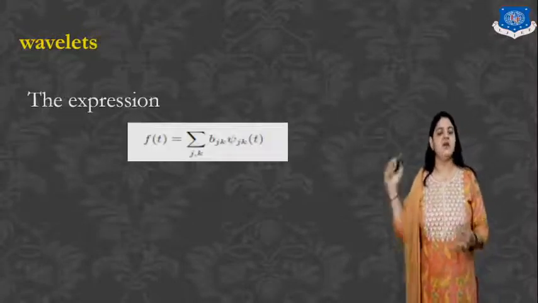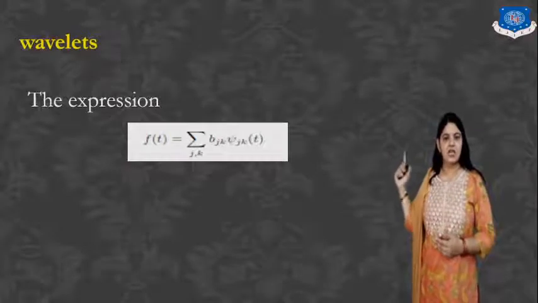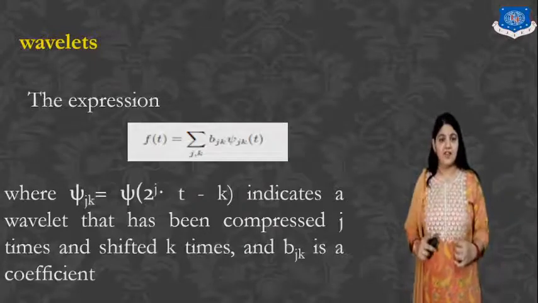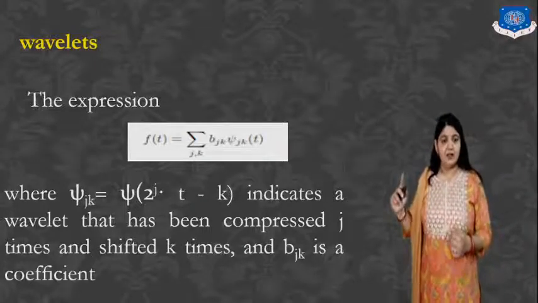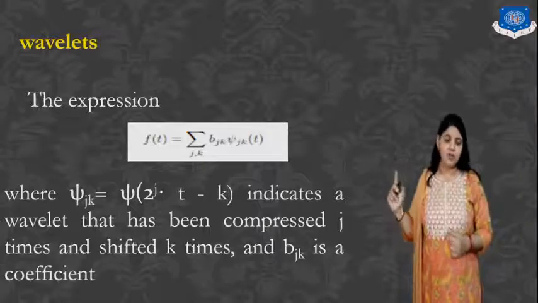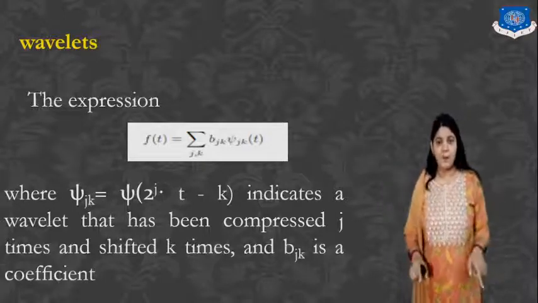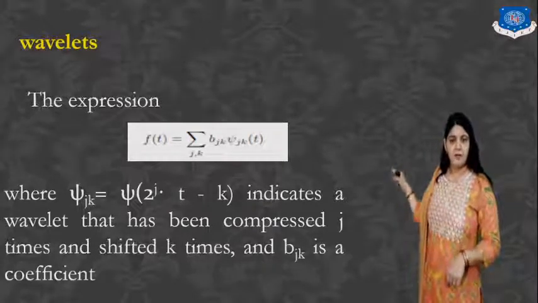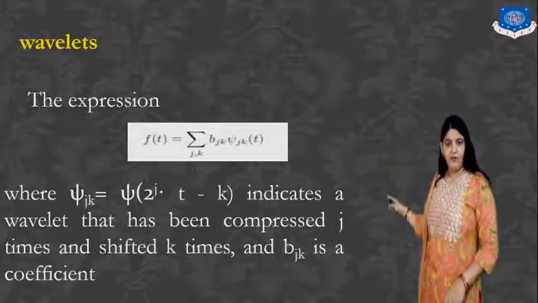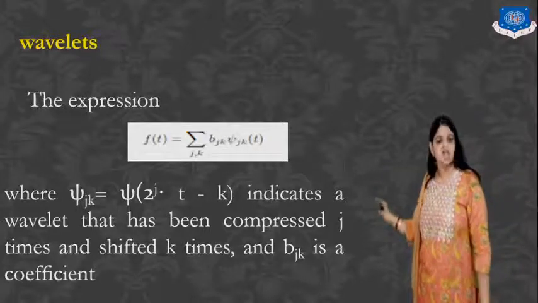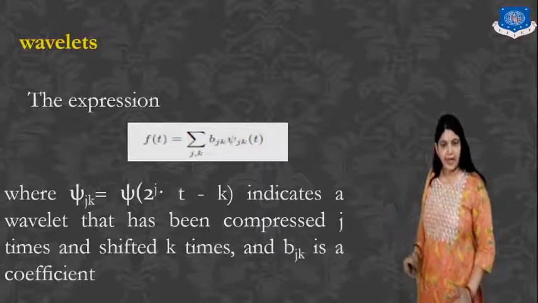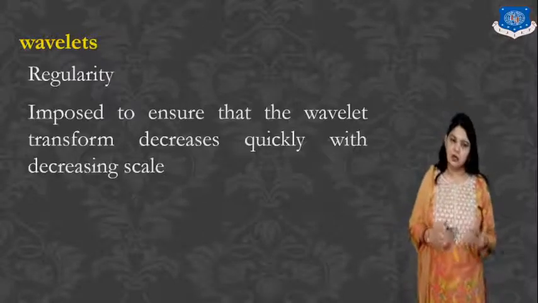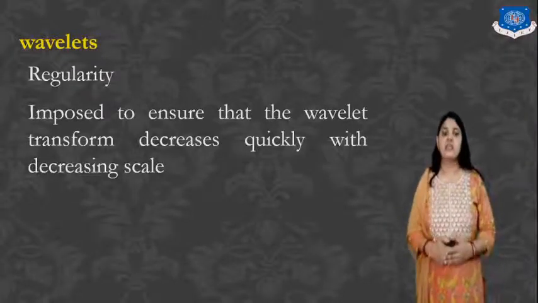So the expression is f(t) equals sigma b jk psi jk(t), where psi jk is 2 raised to j by 2. Again, it was r by 2 for the expansion. For the compression function, 2 raised to j t minus k indicates a wavelet that has been compressed j times and shifted k times, and b jk is known as the constant. Fine.